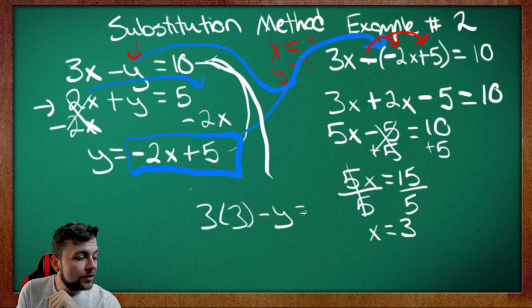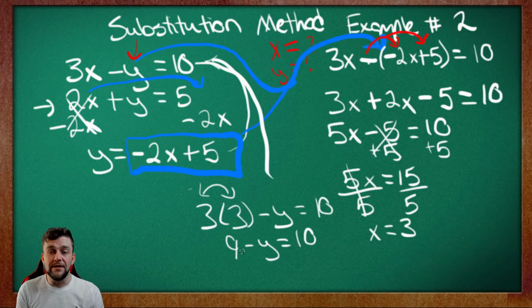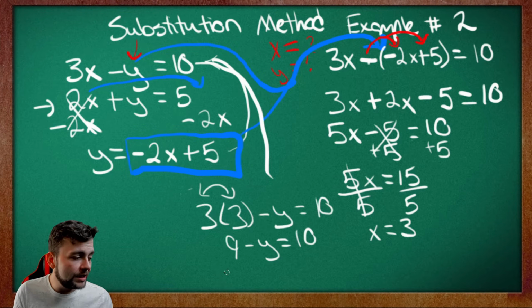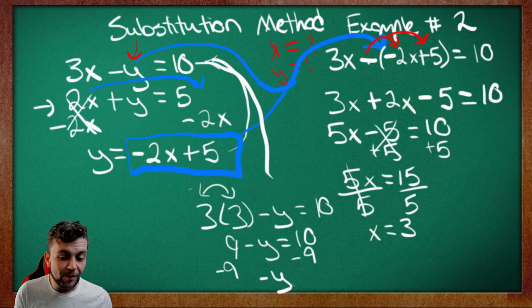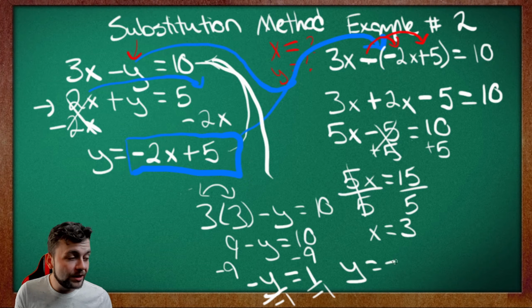Minus y equals 10. So you have 3 times 3. Okay. And what is 3 times 3? It is 9. Minus y equals 10. How do we get rid of the positive 9? What's the opposite of a positive 9? It is a negative 9. So do that to both sides. Negative y. I know I'm way down at the bottom. Let me write this a little bit bigger though. Negative y equals 1. How do we get rid of this negative sign though? Divide by a negative 1 on both sides. We're left with y equals negative 1.